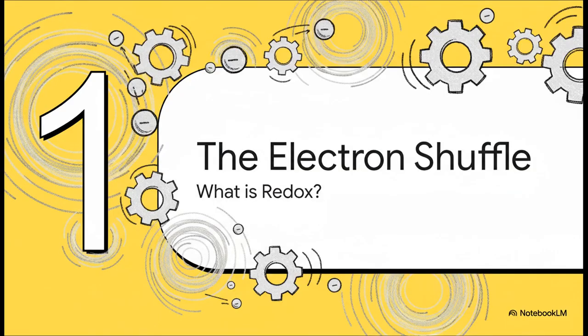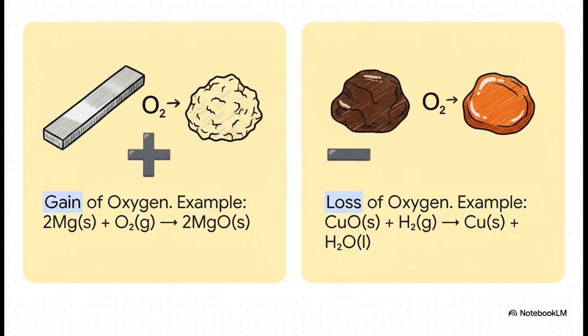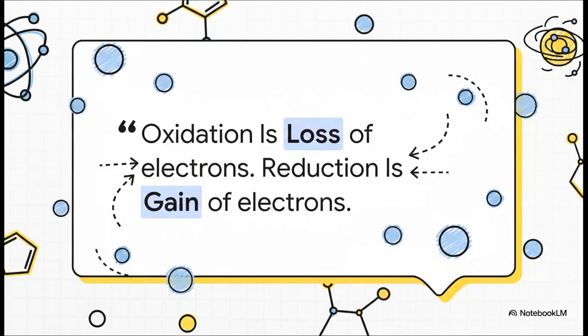So, to really understand what's happening in those glasses, and honestly a ton of other things, we've got to get to the bottom of this electron shuffle. We need to figure out what redox actually means. Now, way back in the day, chemists had a pretty simple idea. They thought it was all about oxygen. If something gained oxygen, like when magnesium burns, they called it oxidation. Makes sense? And if something lost oxygen, they called it reduction. Simple enough. But what about our glasses? There's no oxygen in that reaction at all. So, the definition had to evolve. Chemists realized that oxygen wasn't the real star of the show.